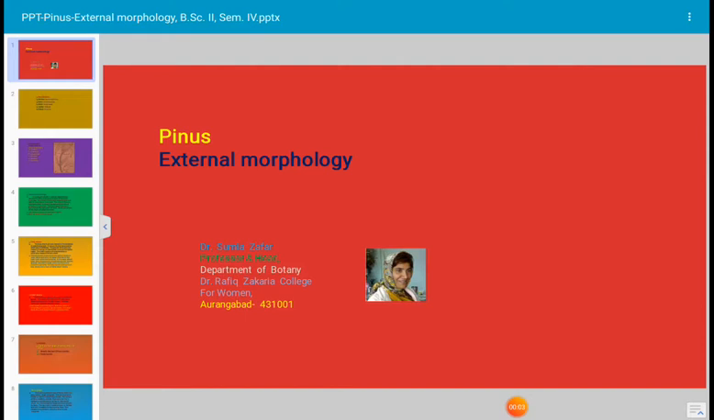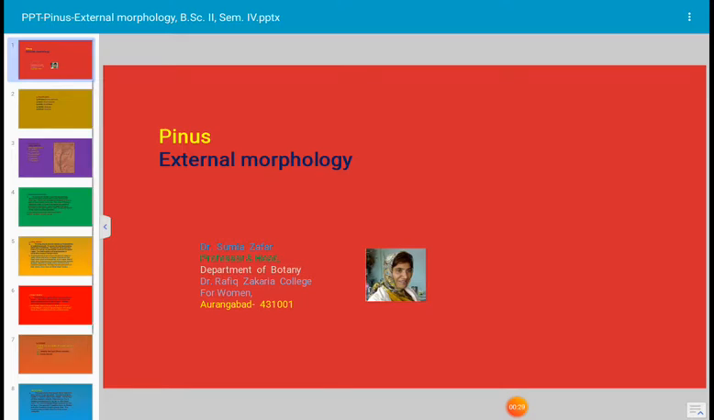Today's topic for discussion is external features of Pinus. Pinus is a gymnospermic plant. Let us see the classification. Class of the Pinus is Coniferopsida. Order of Pinus is Coniferales. Family is Pinaceae and the genus is Pinus.